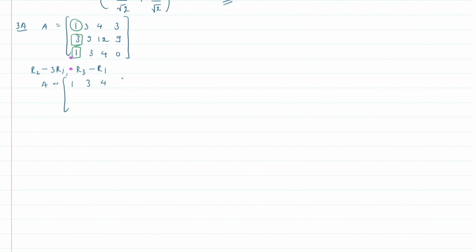The first row is unaffected. Now when we perform this, we are multiplying R1 by 3. So we get 3 minus 3 is 0, then 9 minus 9 is 0, 12 minus 12 is 0, again 9 minus 9 is 0. Then while performing R3 minus R1, it's 0, then 3 minus 3 is 0, 4 minus 4 is 0, 0 minus 3 is minus 3. So your first column is set.